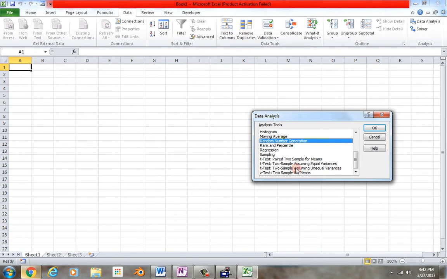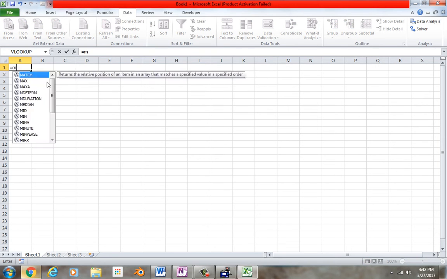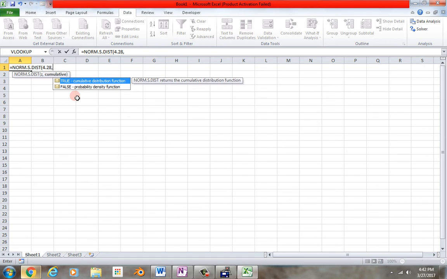Okay, I got ahead of myself. We'll use that one later. I forgot, that was only for the two sample ones. But what I will do on this guy is this. We'll say equals NORM.S.DIST, this right here. So if we put in 4.28, comma 1.